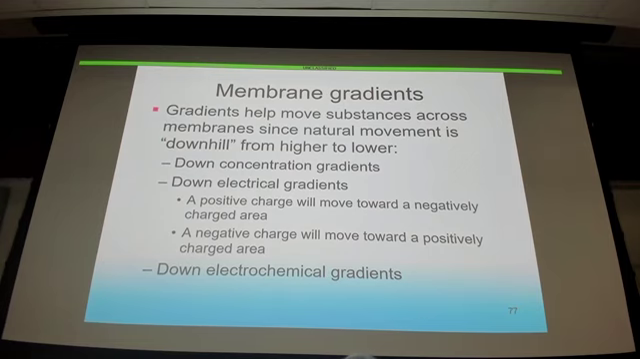Most of the time, you don't just look at charges individually, because the charge is going to be associated with something like sodium. So down electrochemical gradients is generally what we see.